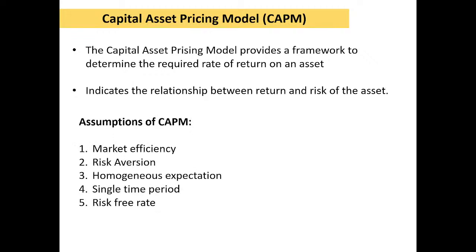There are various assumptions of the CAPM model. First one is market efficiency. ये कहता है कि जो शेयर प्राइस है सिक्योरिटीज का वो उसके सारे इंफॉर्मेशन रिफ्लेक्ट करता है. Next is risk aversion. According to this assumption, all the investors are risk averse. It means they prefer highest expected return with minimum risk.